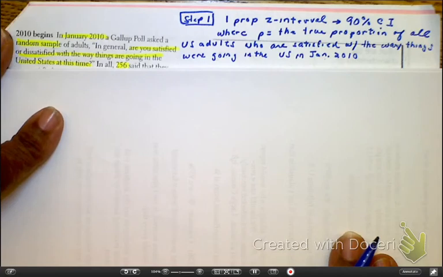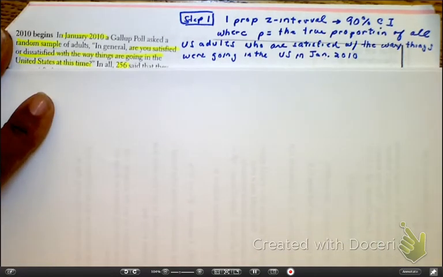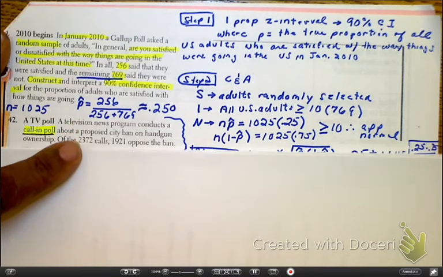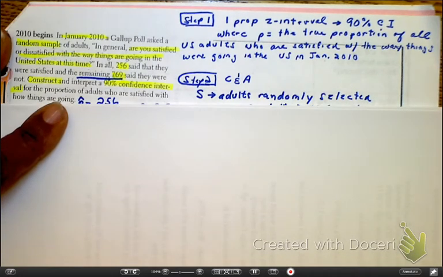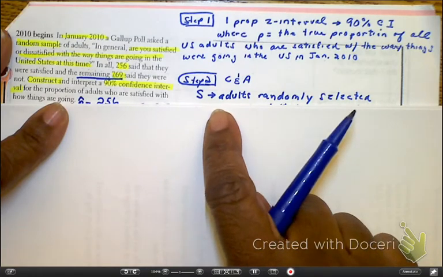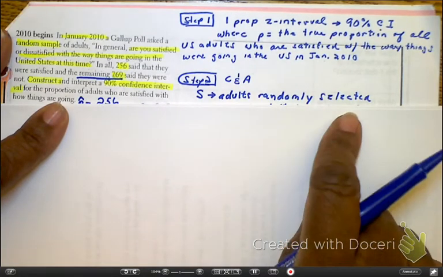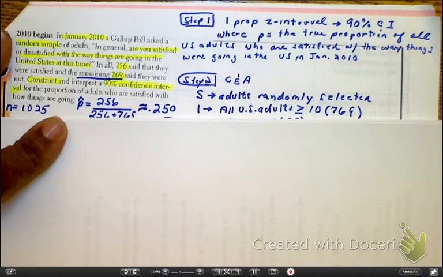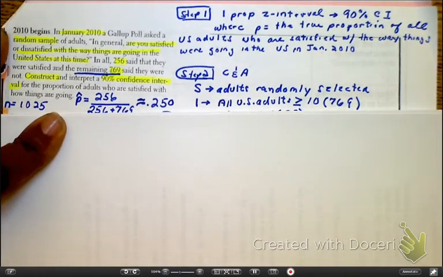Now, step 2. Step 2 are our CNA, conditions and assumptions. And I'm going to apply something that I have not mentioned before. This is the first time I'm mentioning this. We're going to look at SIN. The S part is our adult random sample, the SRS. The I is actually for independence, even though it's not been introduced, but it will be in the future, so why not use it now?